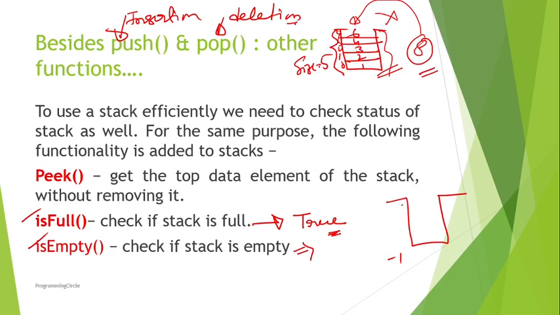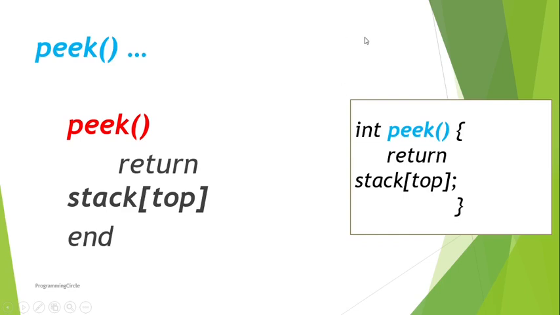So if isEmpty is true, that means the stack is empty, so you cannot delete anything. These two constraints are there. And through the peek operation you can simply see what is at the top of the stack. Everything you do with the stack, you have to go through the top of the stack only. That is one problem with the stack. Peek returns the top of the stack. Let's say 1, 2, 3; if 3 is the top of the stack, it will return 3.